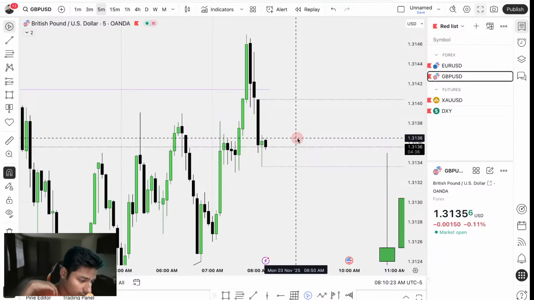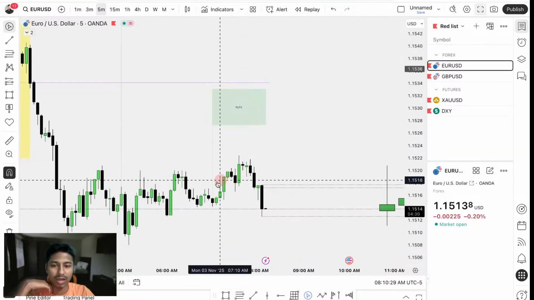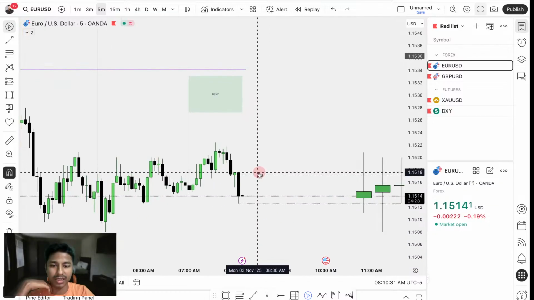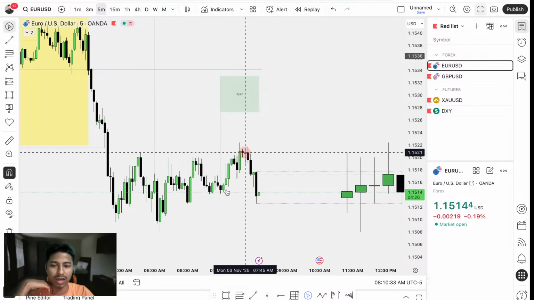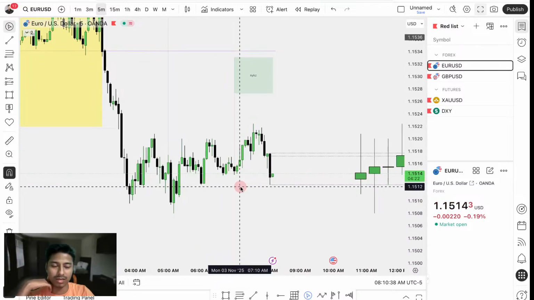Euro USD is actually falling, but I really don't have my setup here. That's why I can't enter on just random falling. All right. Are you guys actually in a trade on EU or just waiting for your setups?